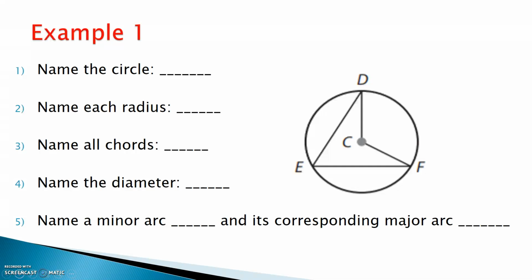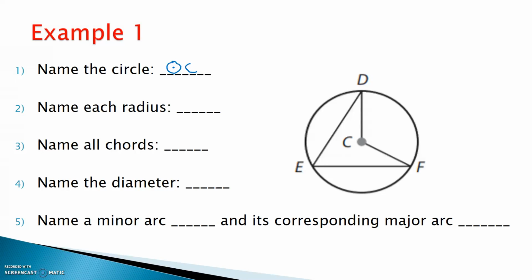All right, so how do I name the circle? If I want to name a circle, it's based off of the center, but I don't just say it's C. We have to use the symbol. Draw a little circle, draw a little dot in the middle. This is circle C.